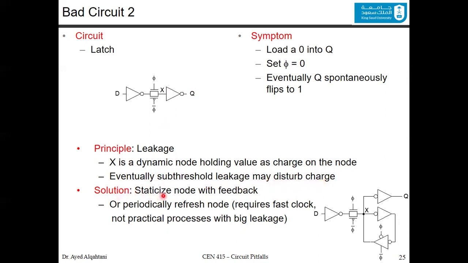The solution: make it static with a feedback, or build it the way we told you how to build it. You have two inverters back to back, and you need to protect the D and also protect the G. Another way is to periodically refresh the node. So if it is leaking, refresh it and make it 1 again. But it requires a fast clock and is not practical in a process with big leakage either.